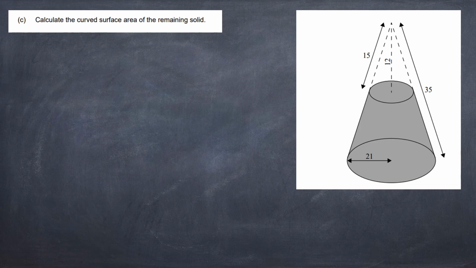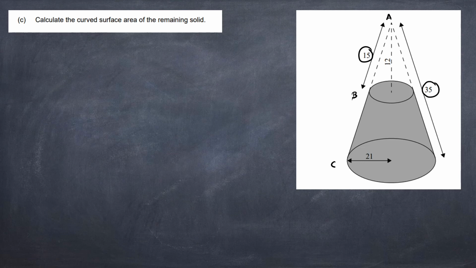Calculate the curved surface area of the remaining solid. So first of all, imagining this in this part, see the figure, if it is A, B and C, then this is the complete cone, see the AC part, this is the complete cone for slant height 35, and from A to B the slant height is 15. So we have two cones here. Now calculate the curved surface area of the remaining solid. Here the remaining solid means only the gray shaded region.